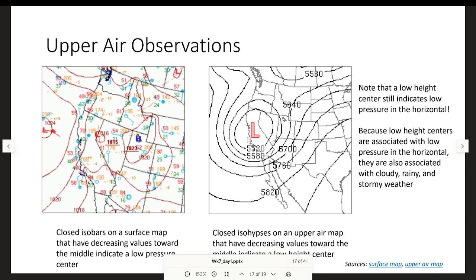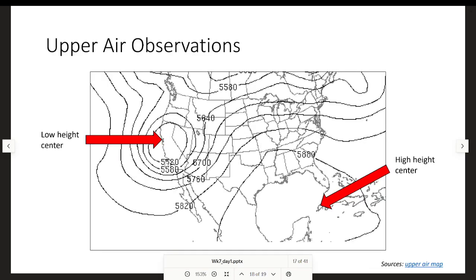So you can see this is what we looked at earlier. On this one, there's lower heights in the middle, so it's associated with a low pressure. And this low pressure is more associated with storms. So we have a low height center and a high height center. As you go towards this way, the heights increase. So you have a higher pressure down here and a lower pressure over here.